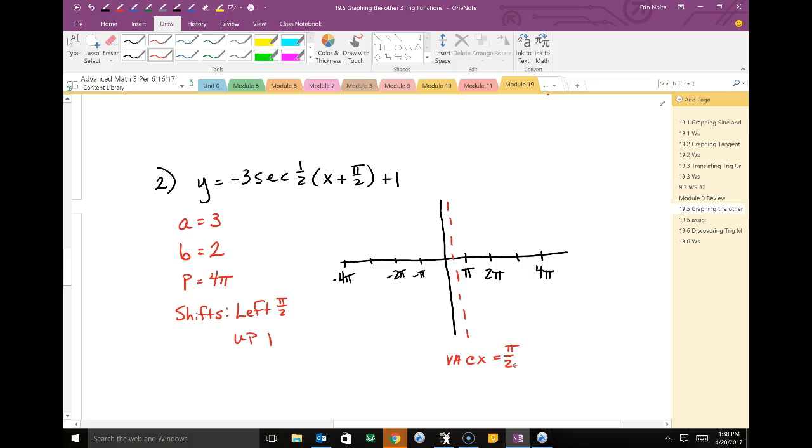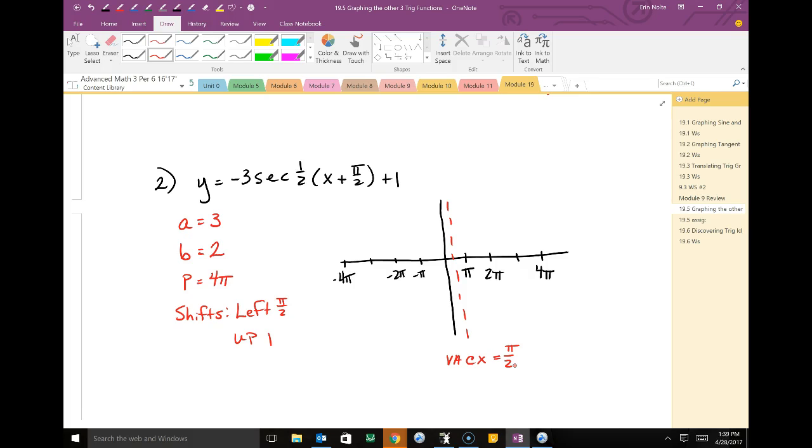Okay, now we need another one. Where is the next one to the right going to land? And how would I figure it out? I know it's a distance of how far? Okay, it's a distance of 2 pi. Remember that it's a distance of half of your period. So if my period is 4 pi, our vertical asymptotes are going to be a distance of 2 pi apart. So if I have pi over 2 and I add 2 pi, where do I land?